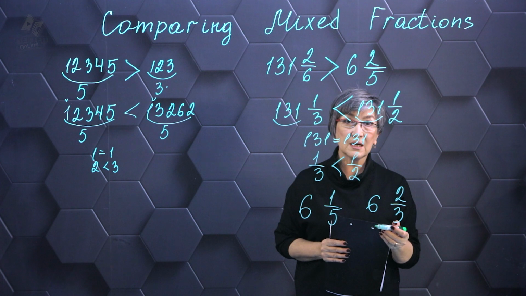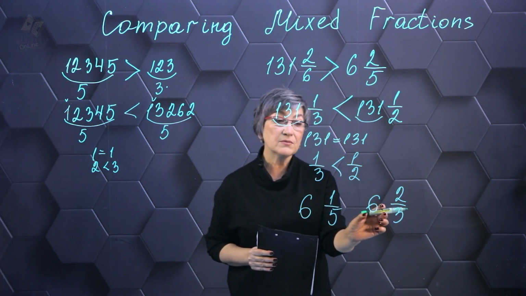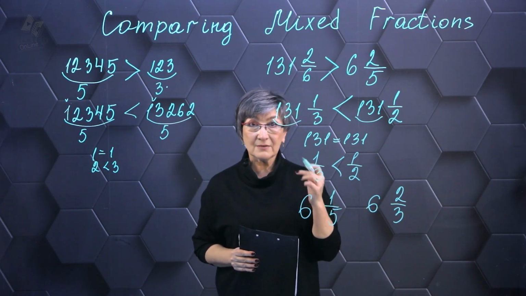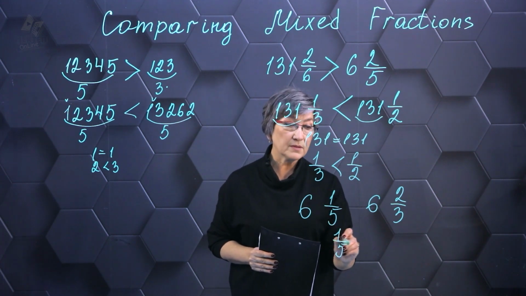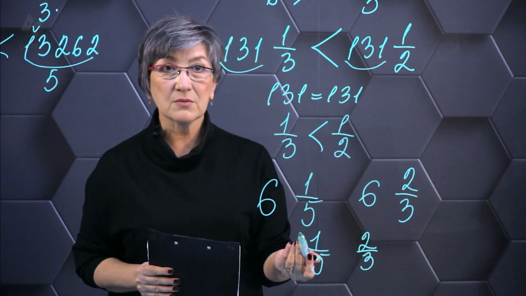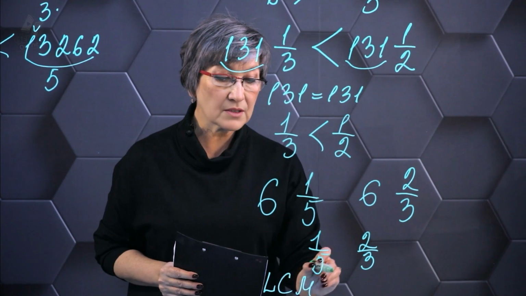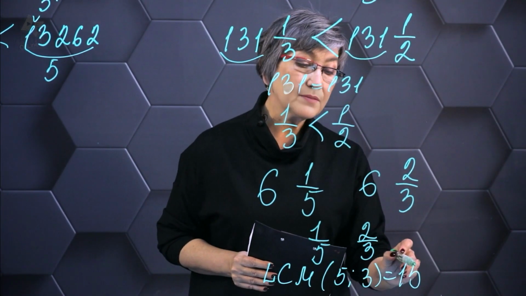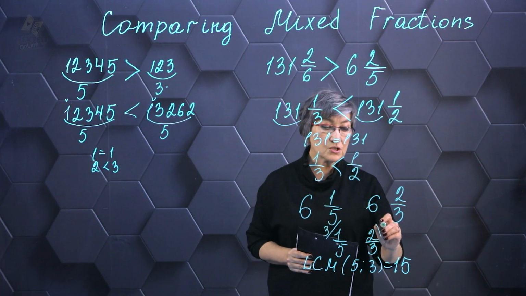Let's compare these mixed numbers. What do I do? I'm comparing the whole part. Already I'm not going to write that 6 equals 6. Therefore, I have to compare the fractional parts, that is 1/5 and 2/3. What do I have to do for that? Yes, bring to the common denominator. Again, the least common multiple of 5 and 3 is 15. And therefore, an additional 3 and an additional 5.